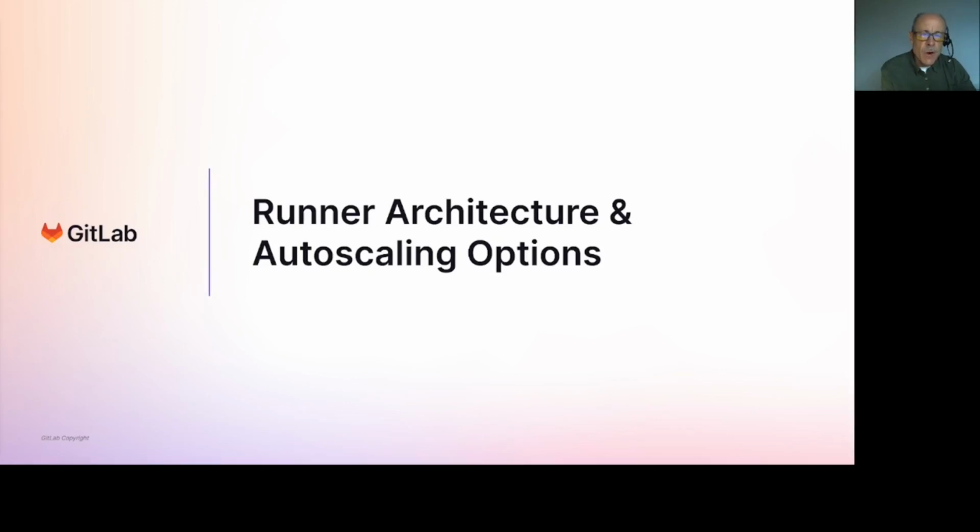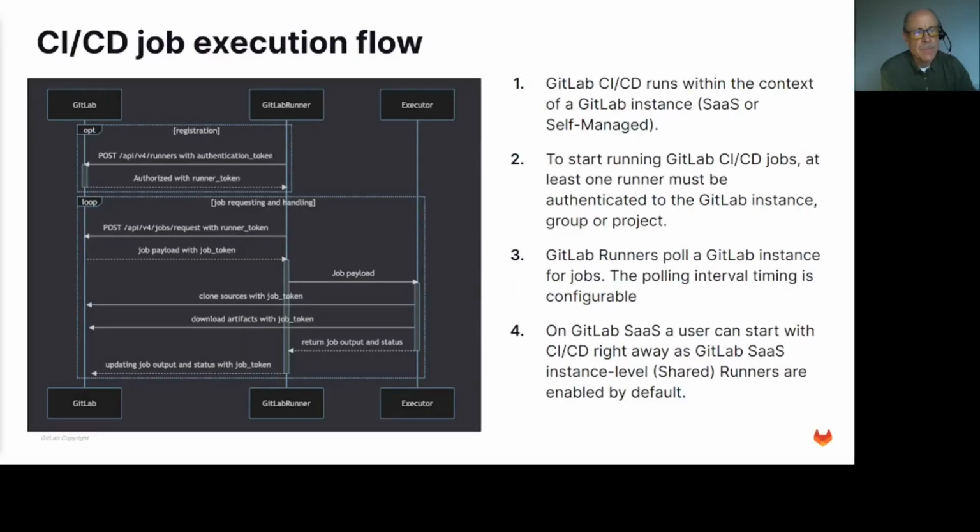This next section covers how runners are architected and some of the options available for autoscaling. So this slide highlights the execution flow of a runner interacting with a GitLab instance. You can see that initially the runner is registered and it receives a runner token. The runner executor then begins polling for jobs to run. When a job is found, it accepts a job token and begins executing the job. When the job is completed, it returns the job output and status using the job token it received in the previous step.